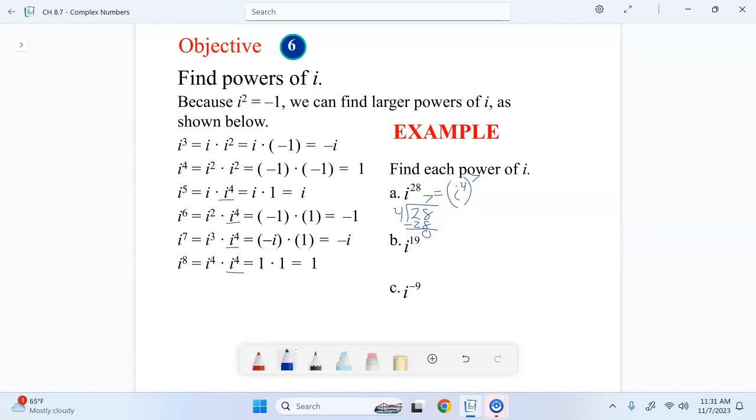Well, what does i to the fourth power equal? 1. And what does 1 to the 7th power equal? Just 1. Let's see what happens if we have something left over.